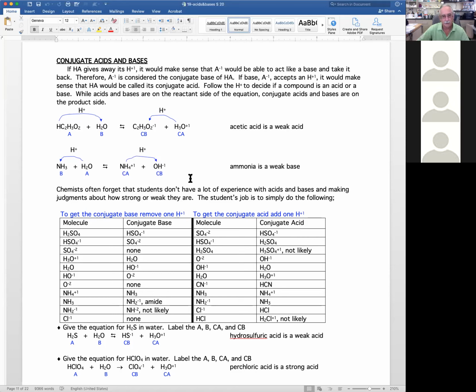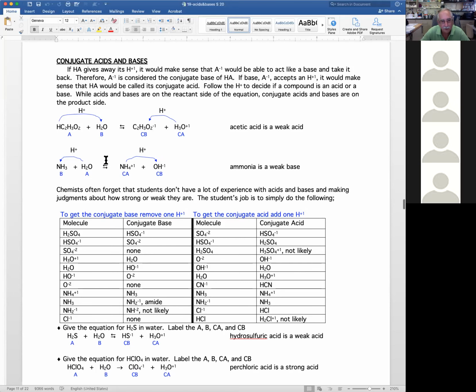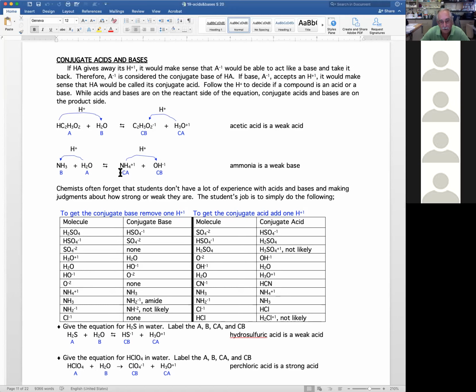So now we can look at these as acid-base pairs. So here's the base, here's its conjugate acid. Here's the acid, here's its conjugate base. Same with up here. So what do you do to get the base into its conjugate acid? All you do is you add an H plus. What do you do to get the acid into its conjugate base? You simply take off H plus.